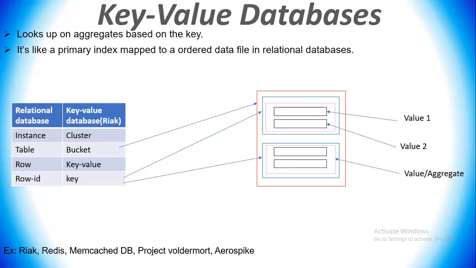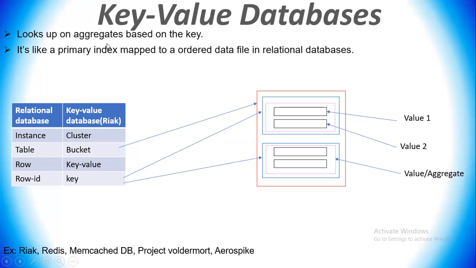That's why I have given here, it is like a primary index mapped to an ordered data file in relational databases. In a primary index, if you can remember, there are block anchors pointing to blocks which store that particular key. Just like that, in key value stores, the key points to the particular row.